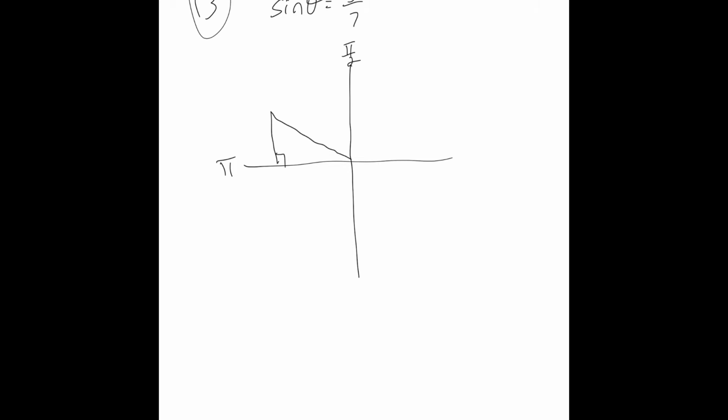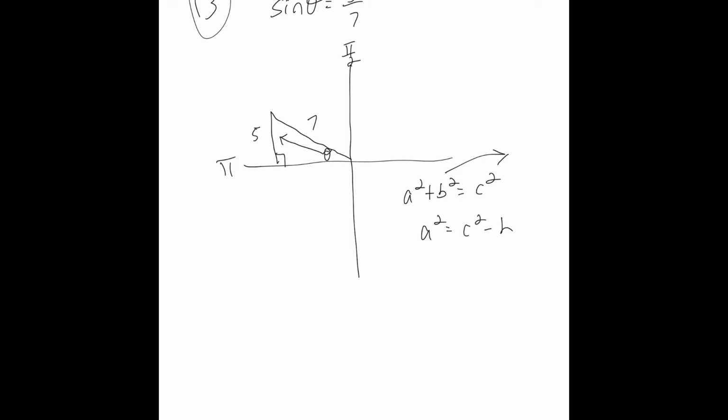Let's do 13. 13 tells me sine theta is 5/7. Tells me theta is between pi over 2 and pi. So let's draw it. Opposite is 5, hypotenuse is 7. Okay, this is not a triple. So let's figure out the missing side length. We'll do Pythagorean theorem for that. And we have our hypotenuse. We have one of the legs. Let's find the other one.